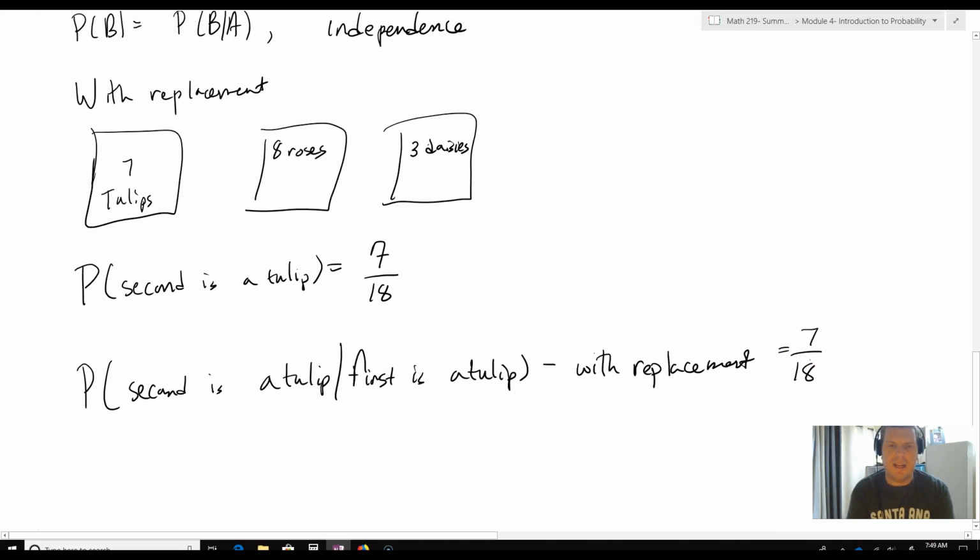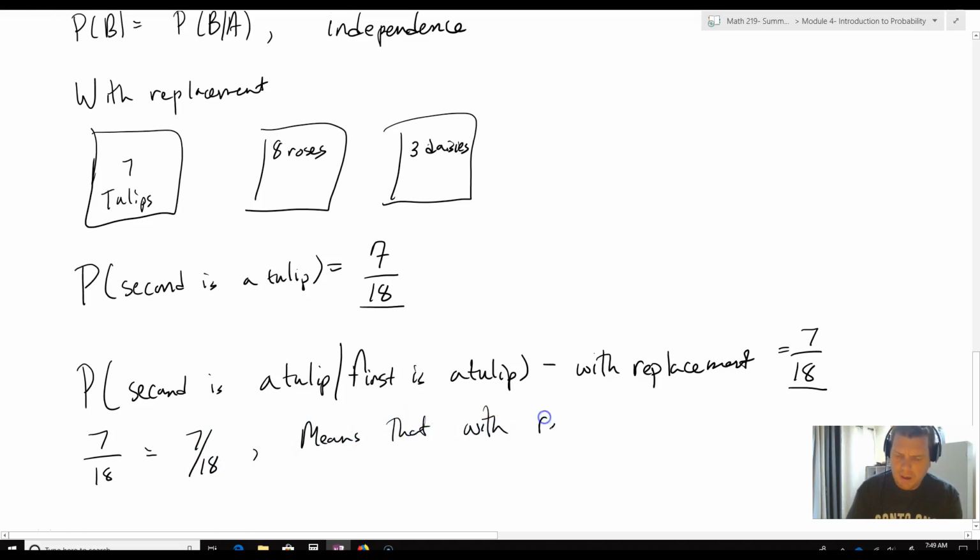Because what we've done is we take a tulip out for the first one, but then we put it back in. So what we've done is we haven't changed our sample space any, and our probability remains the same. So consequently, notice that in this case, these two probabilities, they're the same. 7/18 equals 7/18. And what does that mean? It means that with replacement, picking 2 flowers is independent.